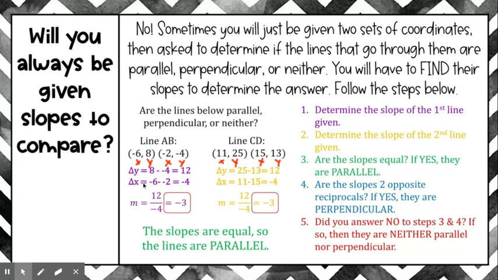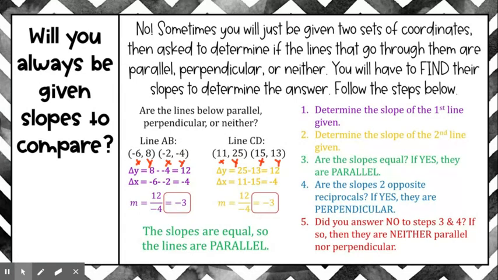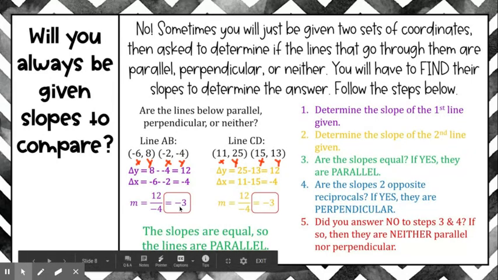And our change in X is going to be negative 6 minus negative 2. So when you subtract a negative, it's like adding. So negative 6 plus 2 is going to be negative 4. So our fraction is 12 over negative 4, which we can reduce because both of those numbers are divisible by 4, and we would get 3 over negative 1, and that turns to negative 3. So here's our slope for our first line: negative 3.